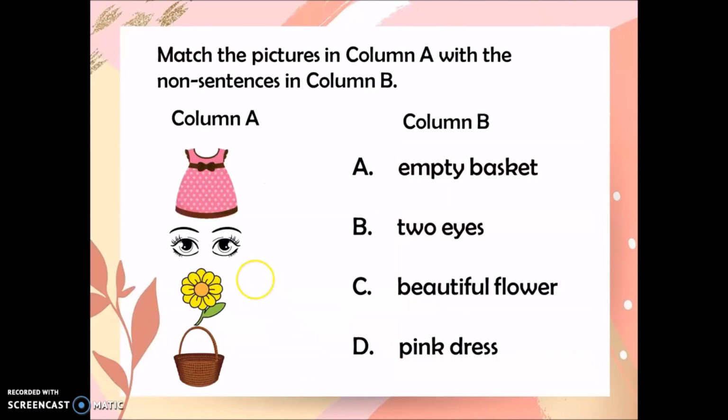For another activity, match the pictures in column A with the non-sentences in column B. So this is column B, letters A, B, C, and D. Okay, let us have the first picture. What do you think is the phrase for this first picture? Is that letter A, empty basket? Letter B, two eyes? Letter C, beautiful flower? Or letter D, pink dress?